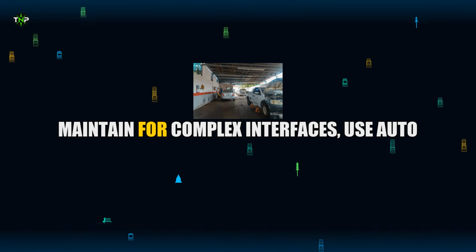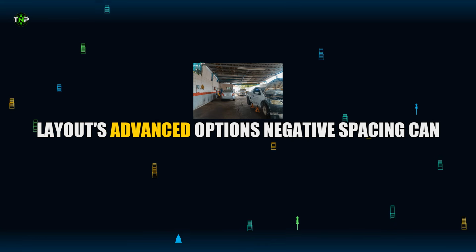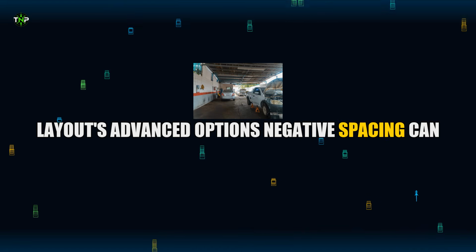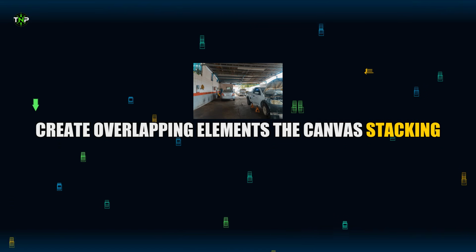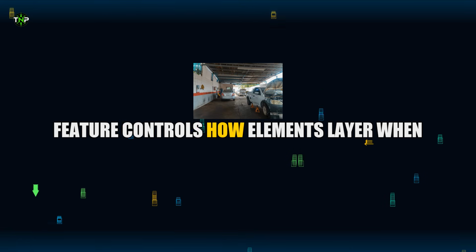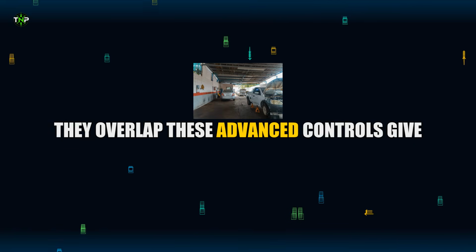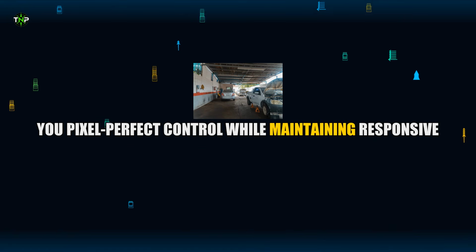For complex interfaces, use auto layout's advanced options. Negative spacing can create overlapping elements. The canvas stacking feature controls how elements layer when they overlap. These advanced controls give you pixel-perfect control while maintaining responsive behavior.